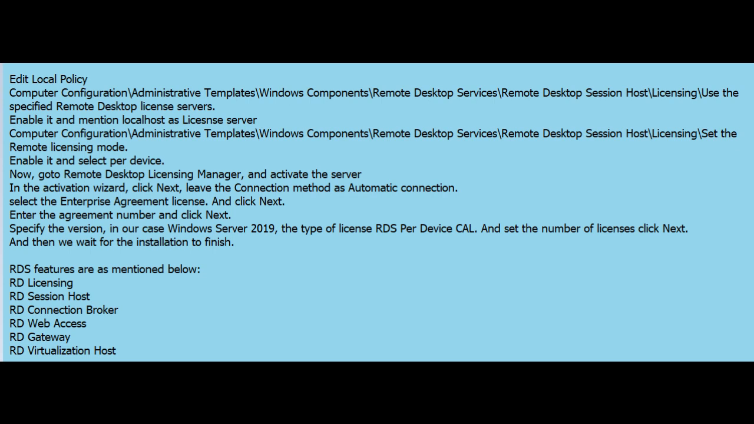Now, go to Remote Desktop Licensing Manager and activate the server. In the Activation Wizard, click Next, leave the connection method as Automatic Connection. Select the Enterprise Agreement license and click Next. Enter the agreement number and click Next. Specify the version, in our case Windows Server 2019, the type of license, RDS Per Device CAL, and set the number of licenses. Click Next, and then we wait for the installation to finish.